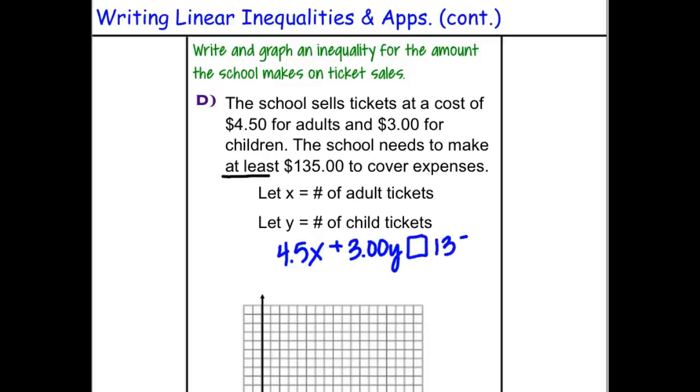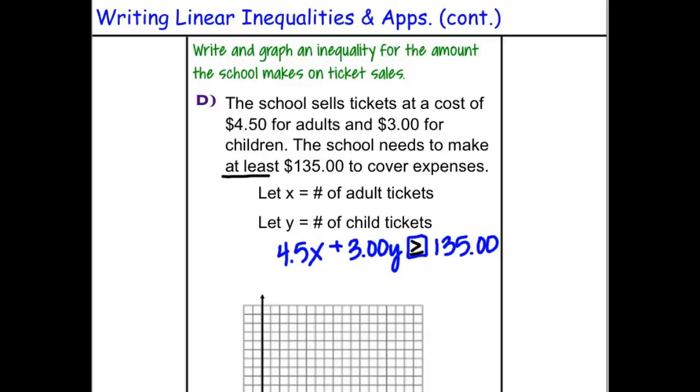Now, except that we don't want equals because we don't want to find exactly $135. We need to make that at least. And now at least means we can make $135 exactly and still cover our expenses. Well, we cannot make less because we want to cover expenses, so it has to be greater than or equal to.